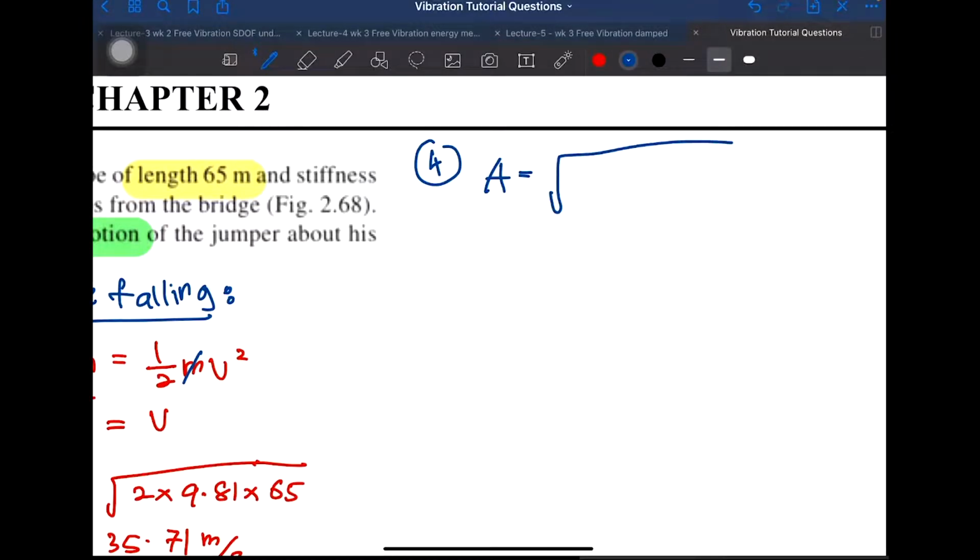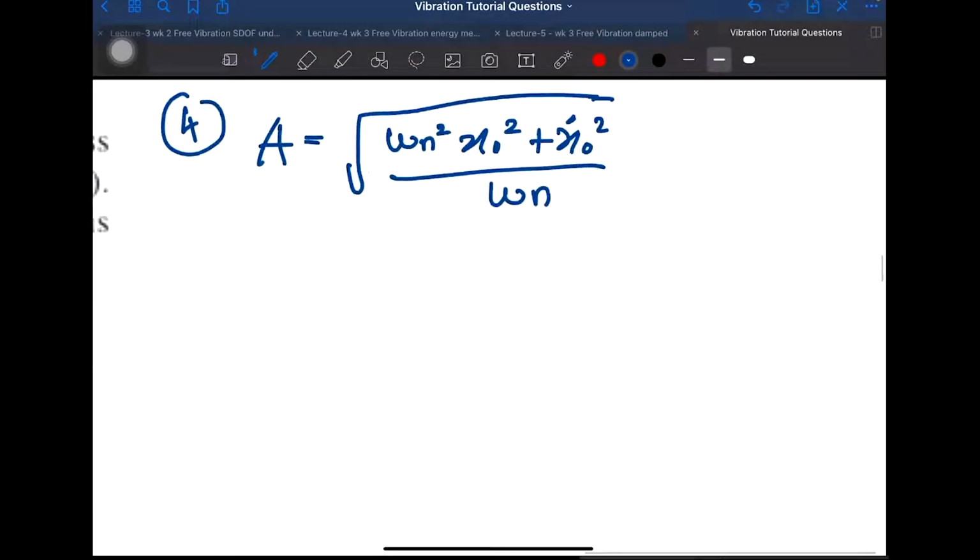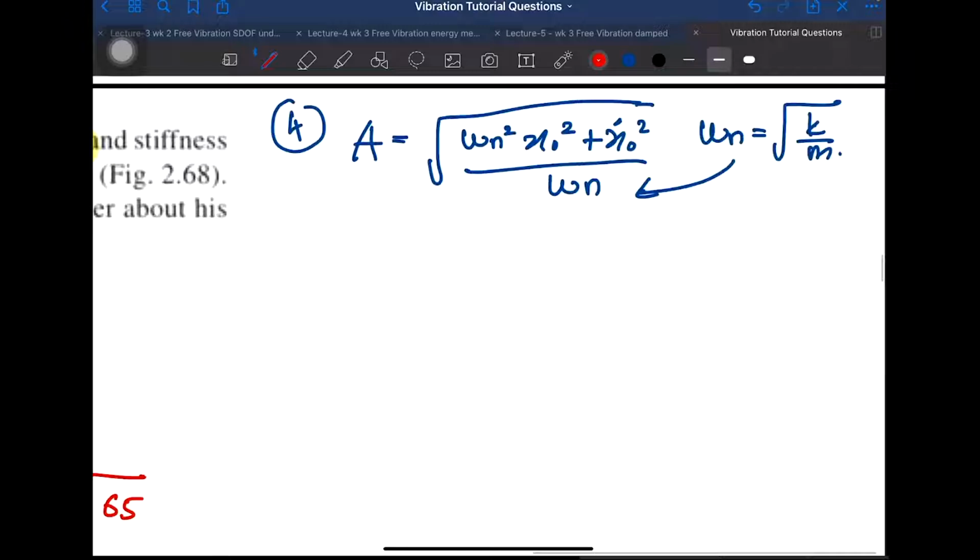A equals the square root of omega n squared x naught squared plus x dot naught squared, over omega n. Okay. So we don't know the value for omega n now, right? We haven't calculated omega n yet. So either you can calculate it separately or whatever suits your style. But I'm just going to put it inside the equation straight away. Since omega n equals the square root of k over m, I'm just going to substitute omega n inside this equation here.